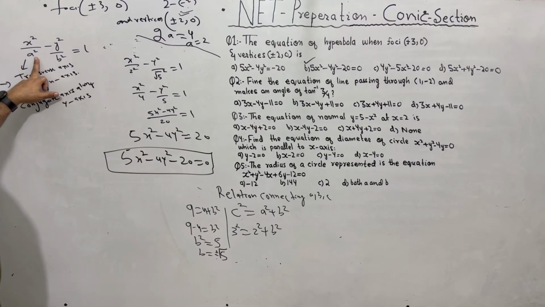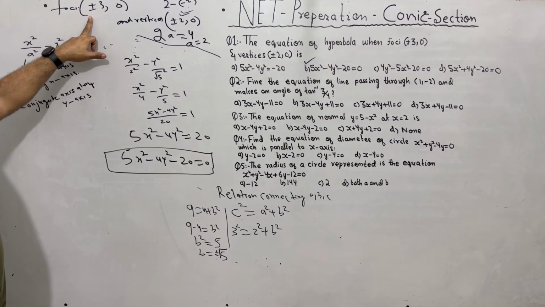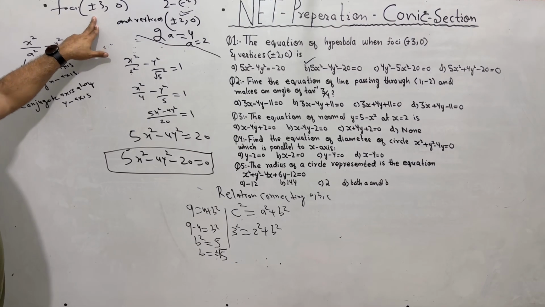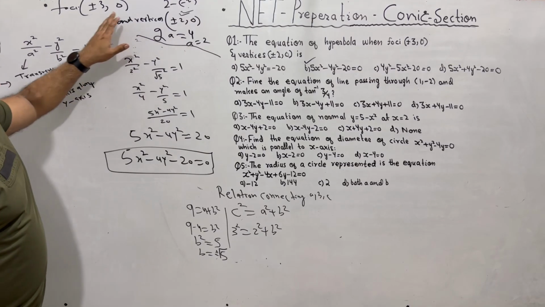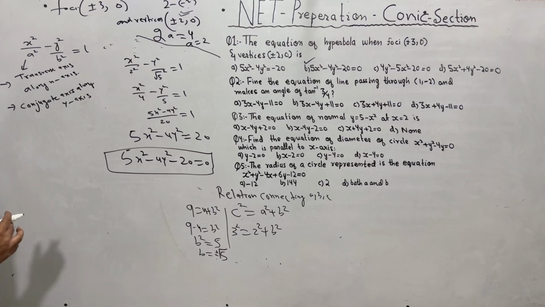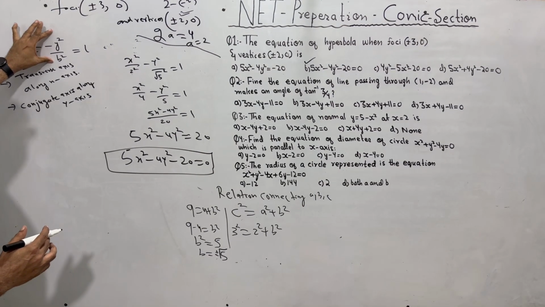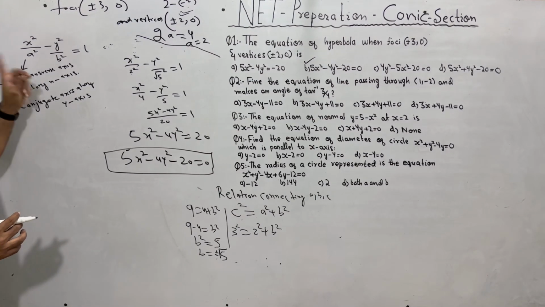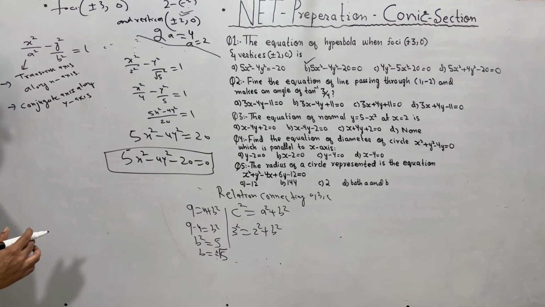The transverse axis along the x-axis we have determined according to the foci, plus minus 3 over 0, which lie along the x-axis, and the vertices lie along the x-axis as well. So from the foci and vertices, we have enough hint that our positive portion is going to be x square over a square and the negative portion is y square over b square. So our transverse axis is along the x-axis and the conjugate axis along the y-axis.